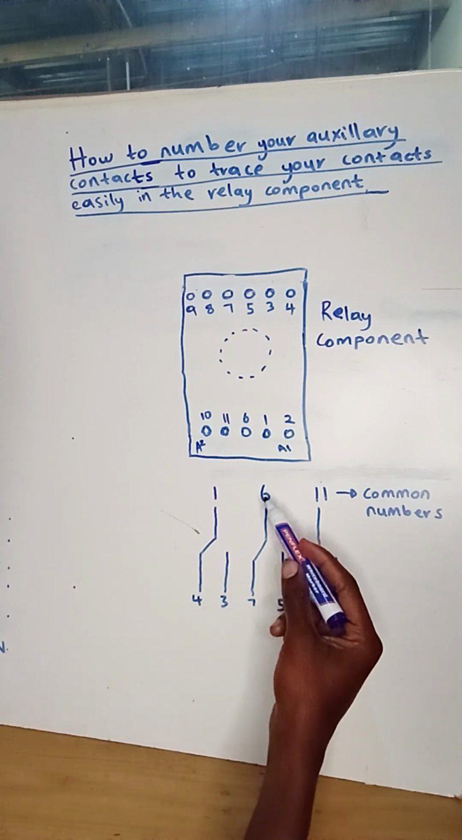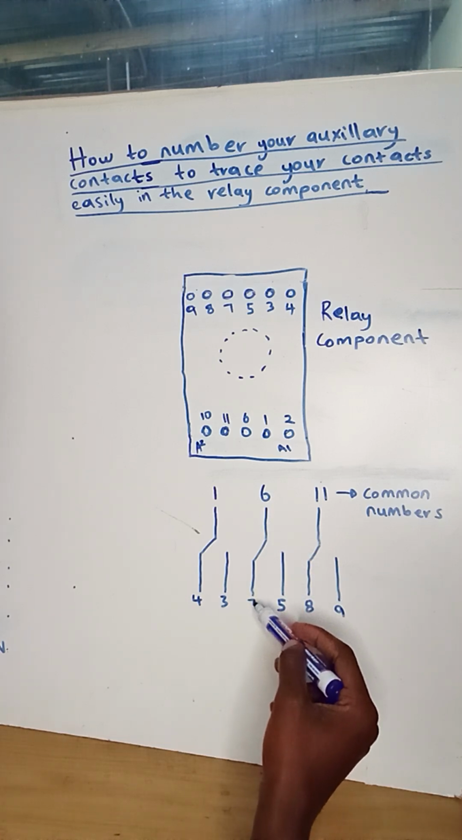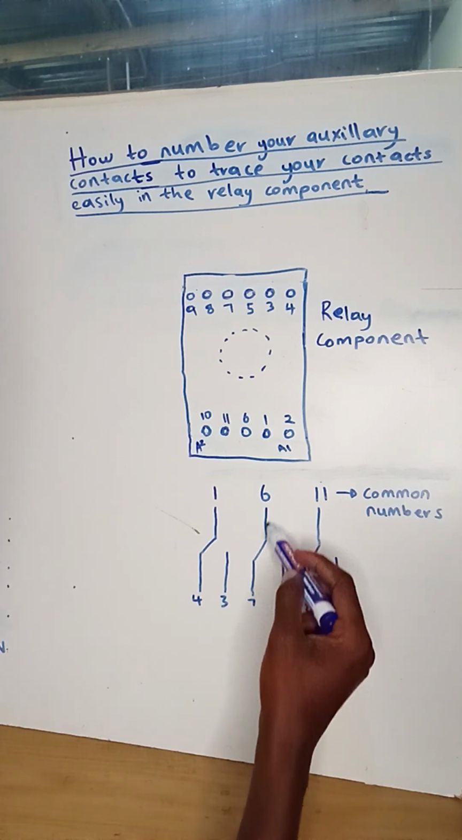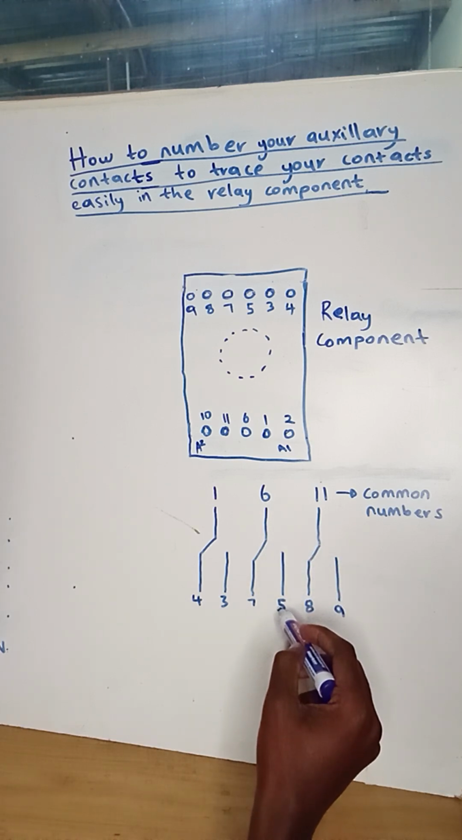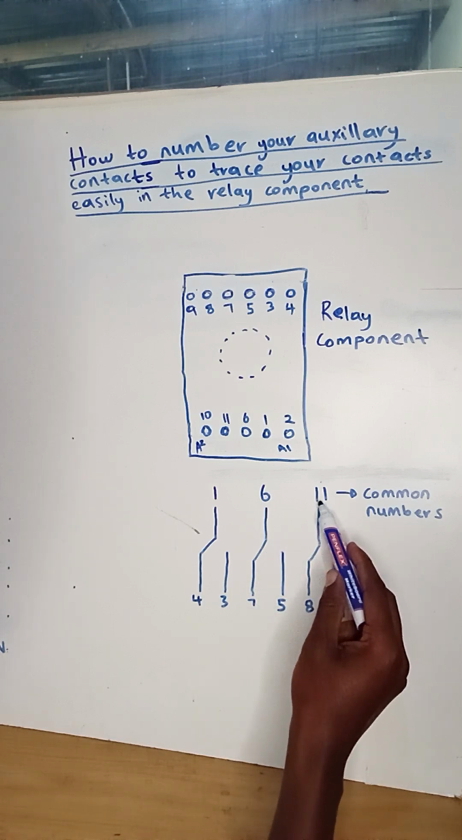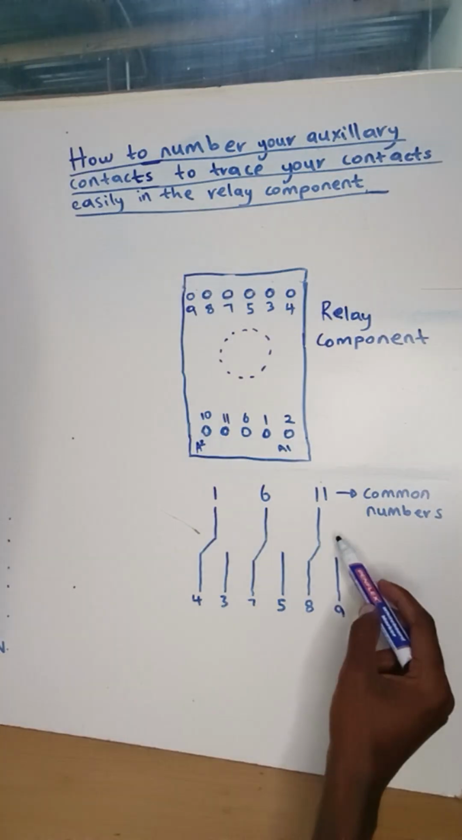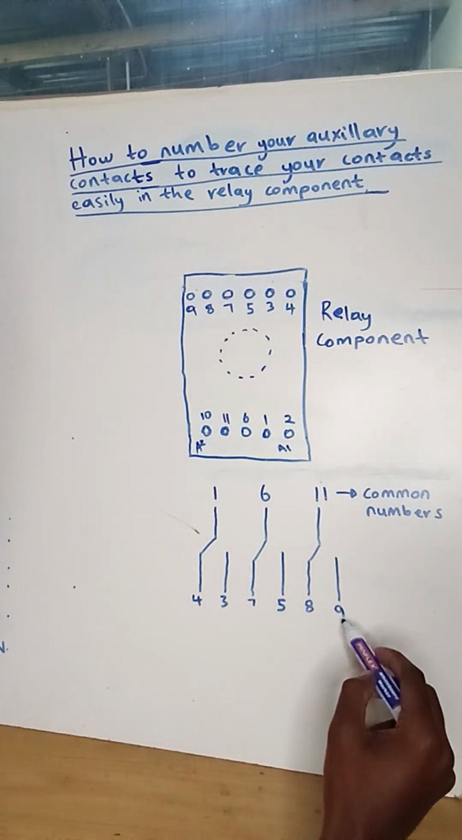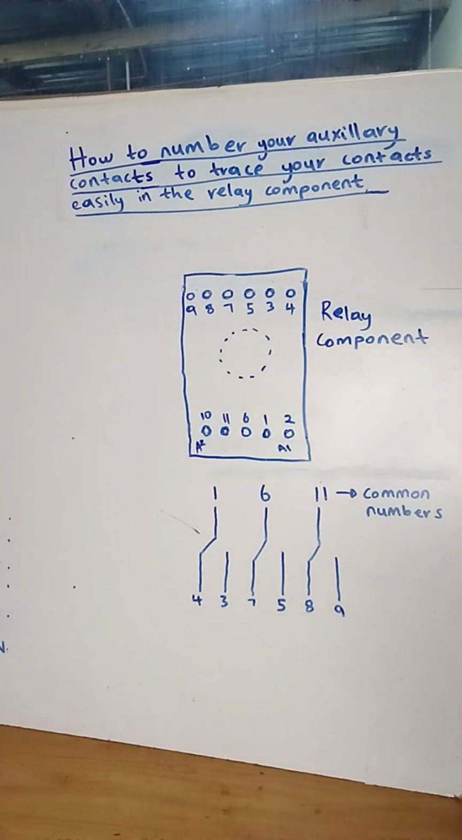So from number 6, the closed contact is 6 and 7 because there's a line here, and then 6 and 5 is an open contact because it broke here. So from the common of number 11, the closed contact is 11 and 8, and then the open contact is 11 and 9 because it broke here. So that's how you should understand this sketch of the relay.